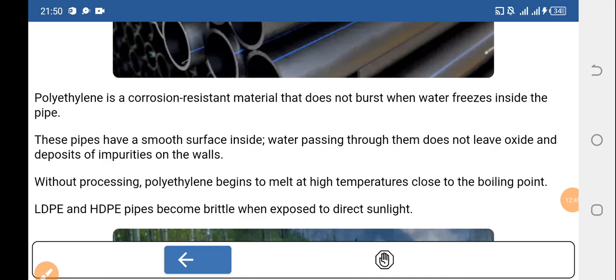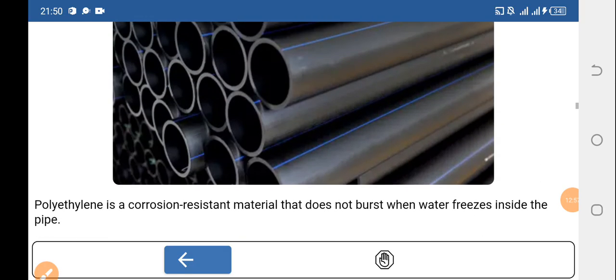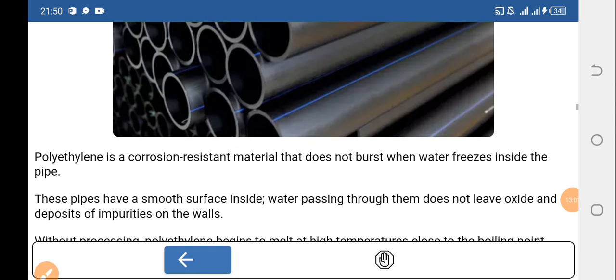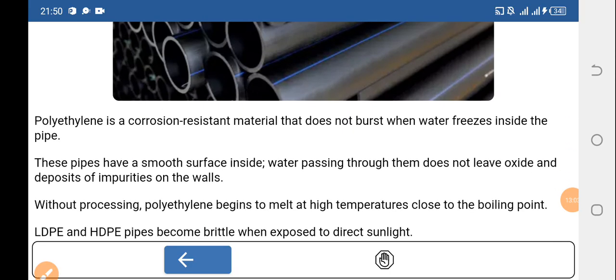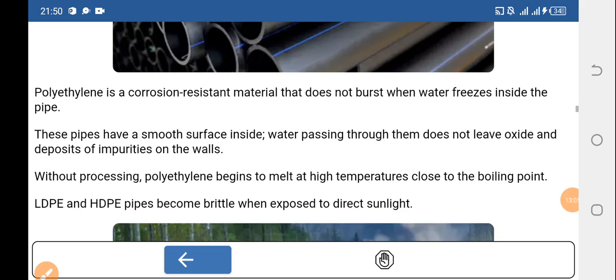A poly pipe is a corrosion resistant material that does not burst when water is frozen inside the pipe. So the advantage of this pipe is that it cannot burst even if there is frozen water or coldness, the temperature is low, the pipe cannot burst.